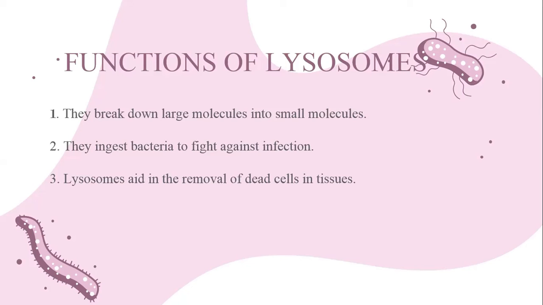The third function is that lysosomes aid in the removal of dead cells in tissues. Examples of such cells are cells in the outer layer of the skin and mucous membrane linings of the body. If the cell is damaged beyond repair, lysosomes can help it to self-destruct in a process called programmed cell death. I'll now hand you over to Tanya.